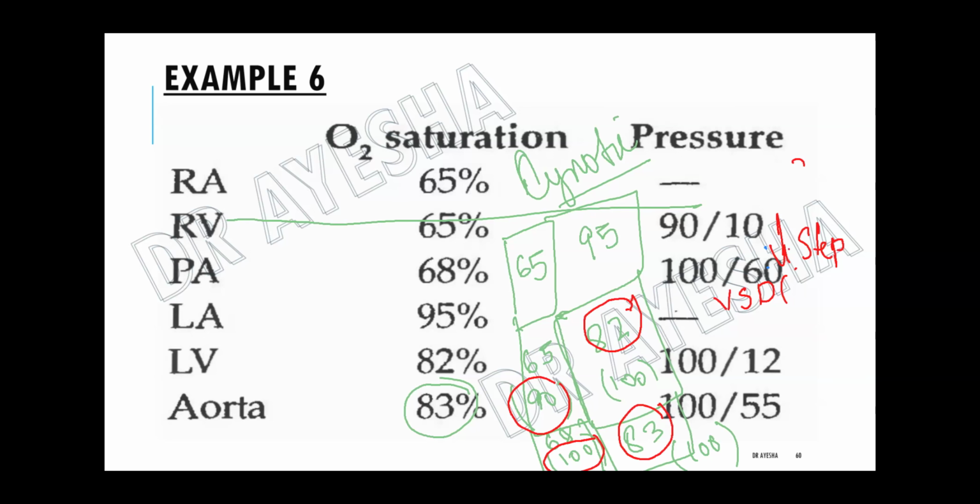This is bidirectional, right to left. Very good. Because the deoxygenated blood is mixing into the oxygenated blood, that is why the saturation is decreasing. So right to left shunting is there in the VSD. Keep this in mind: VSD with right to left shunt. So you have explained this point.